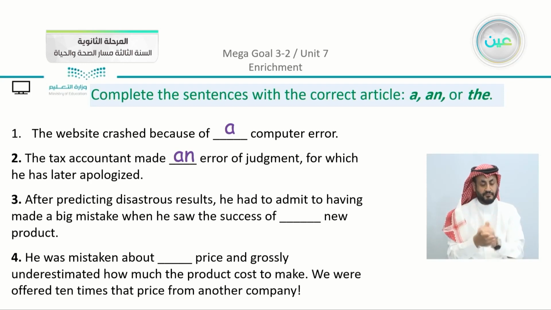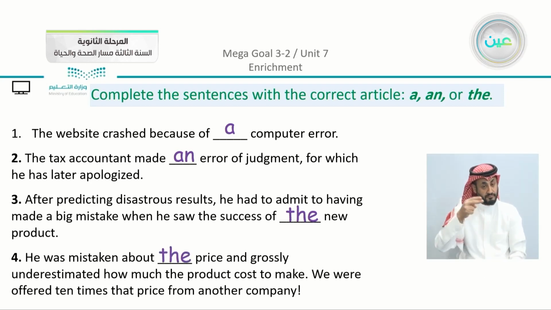We have number 3, after predicting disastrous results, he had to admit to having made a big mistake when he saw the success of new product. Yes, the new product. And we have number 4, he was mistaken about price and grossly underestimated how much the product cost to make.